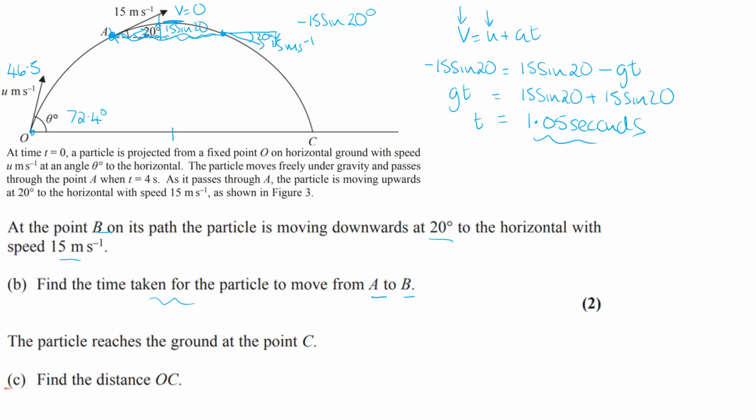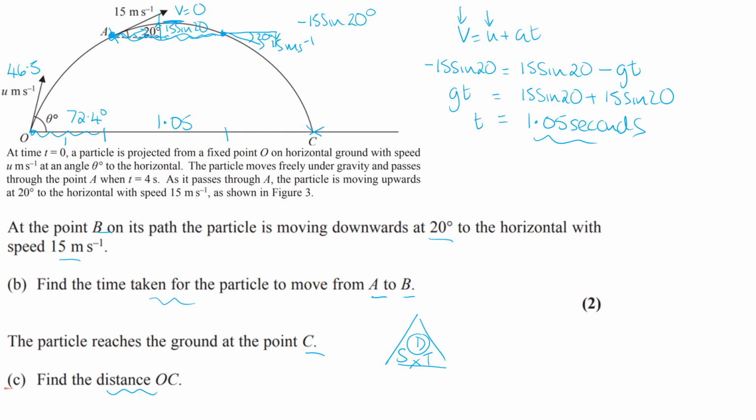Now, part C, the particle reaches the ground at point C. Find the distance. So here we're going to use, just going horizontally, that speed is distance over time. We're wanting distance. Distance is speed times time. So we need to find how long it takes. So we've just found the time to get from here to here. Remember what we said at the beginning, that horizontally it goes at a constant pace. The time to get from A to B, if we're just going along the ground horizontally, that's 1.05 seconds.